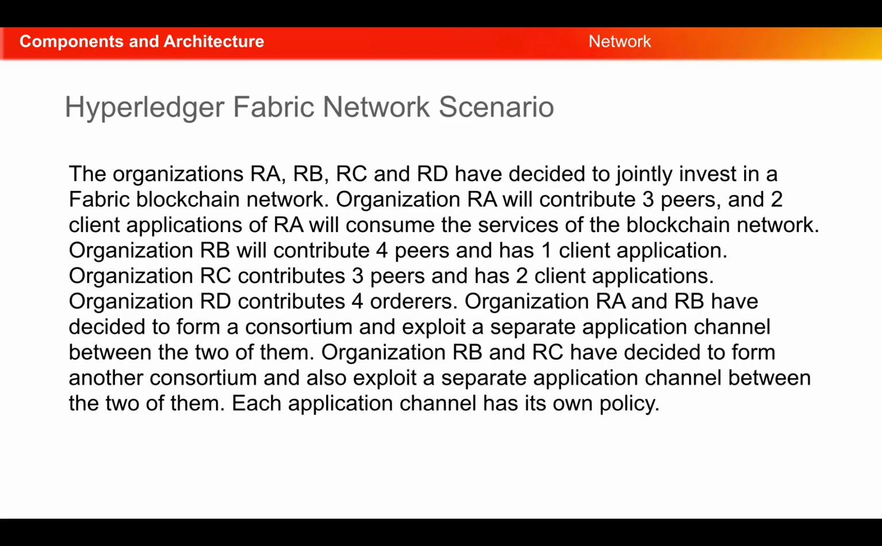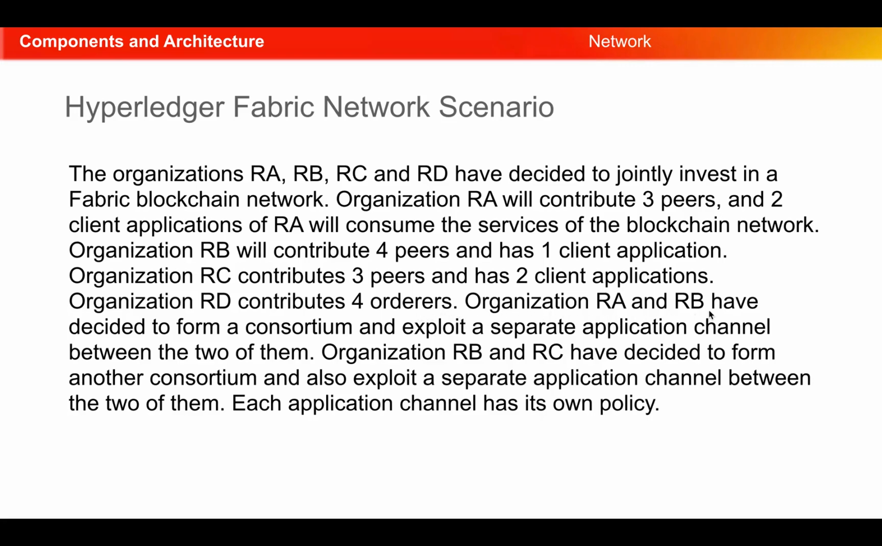So basically, to summarize this slide, we have organizations RA, RB, RC, and RD who have decided to jointly invest in a Fabric blockchain network. Organization RA will contribute 3 peers and two client applications, and RA will consume the services of the blockchain network. Organization RB will contribute 4 peers and has one client application. Organization RC contributes 3 peers and has two client applications. And organization RD contributes four orderers or ordering peers.